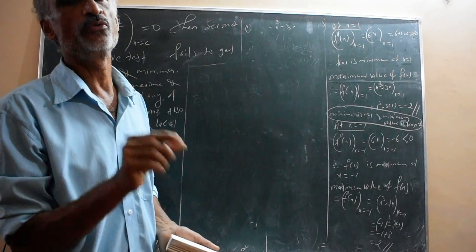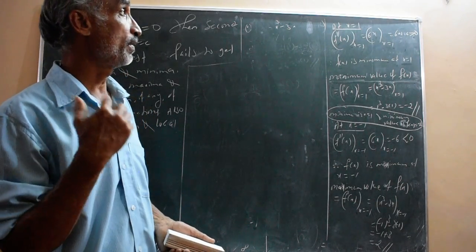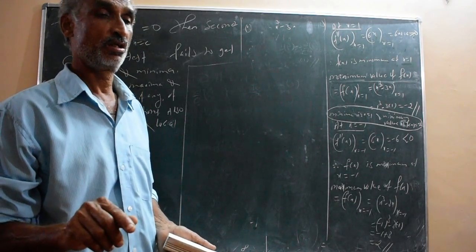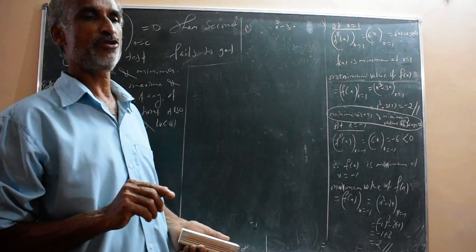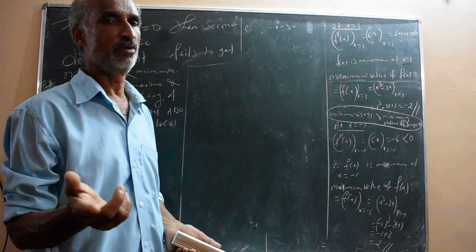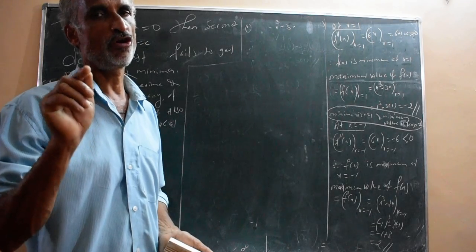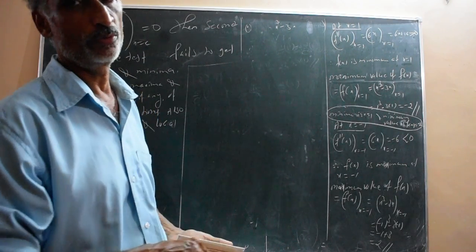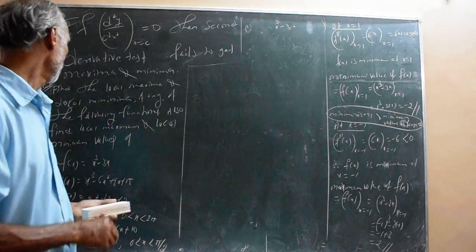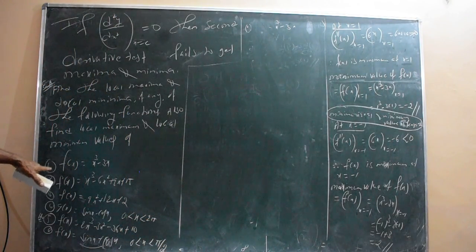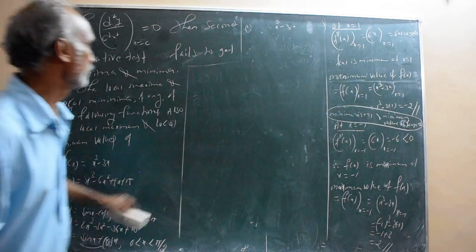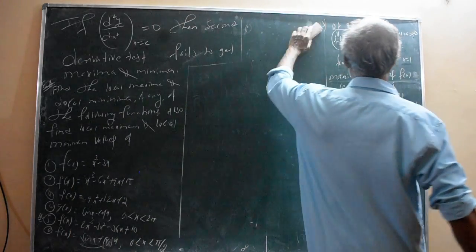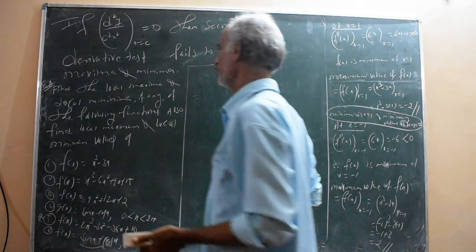In f of x, you take x is equal to c. If f double dash of x at x is equal to c is a negative value, then x is equal to c is a point of minimum. How to get the minimum value? In f of x, take x is equal to c. These explanations are taken for this problem, and the same procedure is for all other problems. I will keep on solving that problem, no explanation. Okay, so listen to the first example clearly, and the rest is the same.